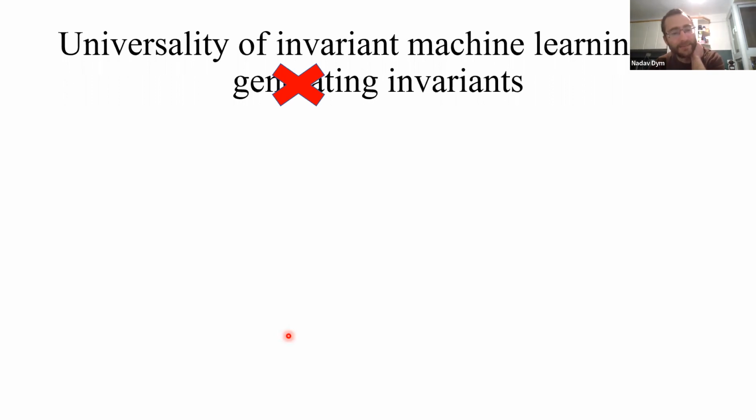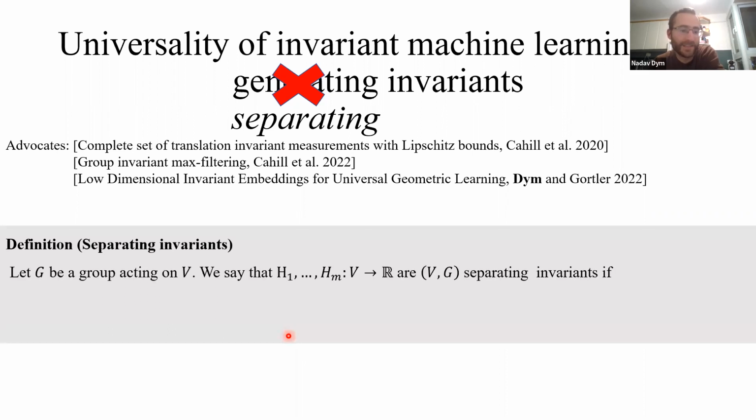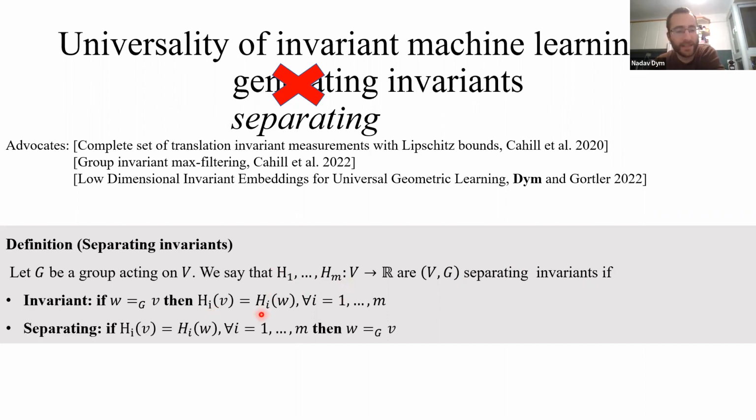This sort of led us and also some others to discuss the idea of, instead of using generators, using something called separating invariants. These have some recent advocates in the machine learning theory type world. What is a separating invariant? Basically, for separating invariants, we have a finite number of functions h_1 to h_m, which are all invariant. And they are separating, meaning that if for some v and w, h_i(v) equals h_i(w) for all i, then necessarily w equals v. This is sometimes also called a complete set of invariants. It means that these invariants basically tell you everything about your group action, all you need to know.